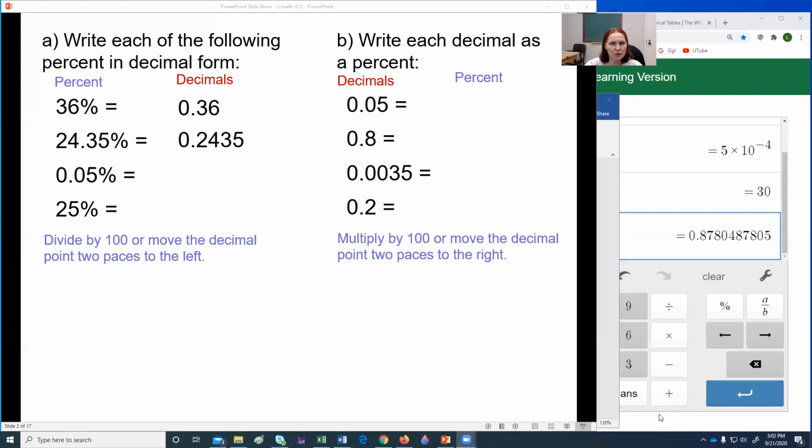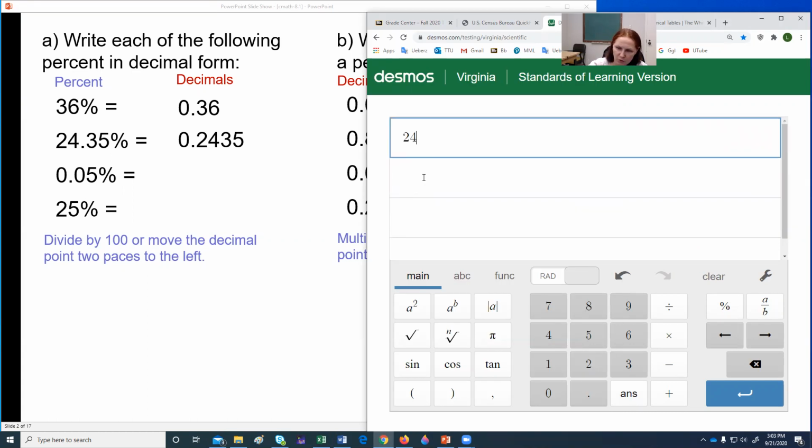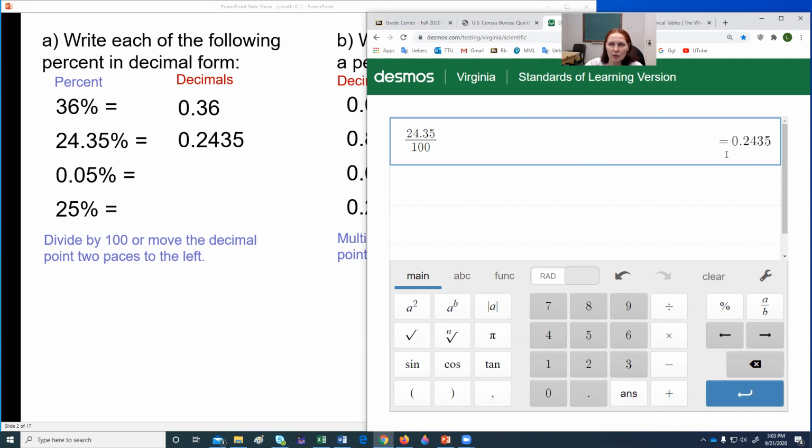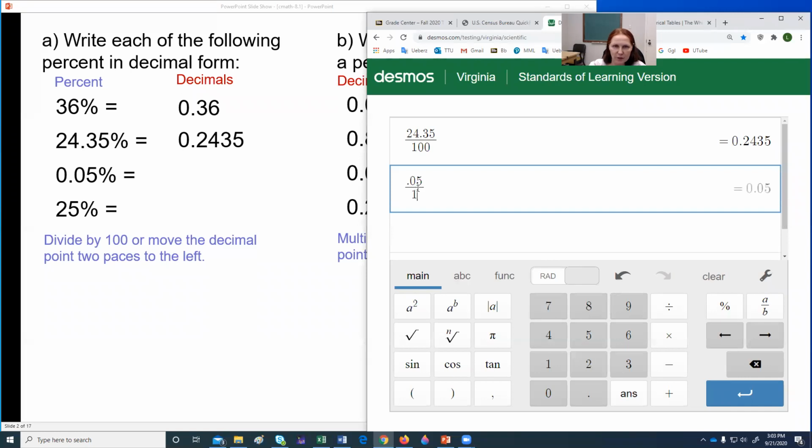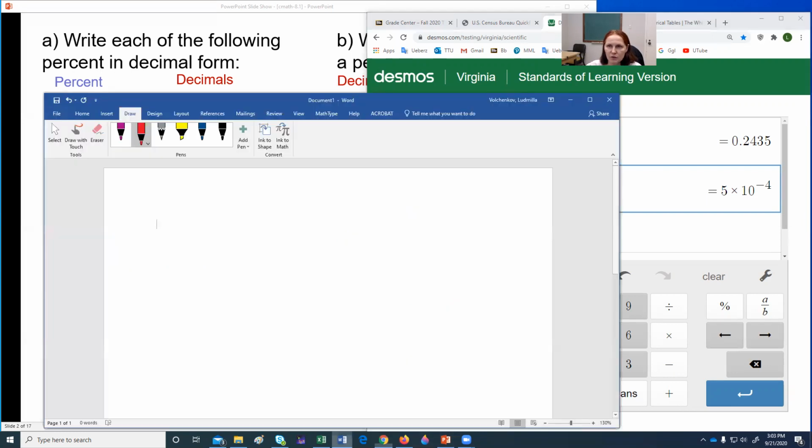We can just use the calculator. So for example, 24.35%. If you want to know decimal form, we divide by 100 and we get 0.2435. So the decimal point is moved to the left. Let us take the next example, 0.05 and divide by 100. So you see the calculator sometimes gives such a scientific notation. It means that we move the decimal point and the number 5, it is situated on the right, and move to the left 4 units.